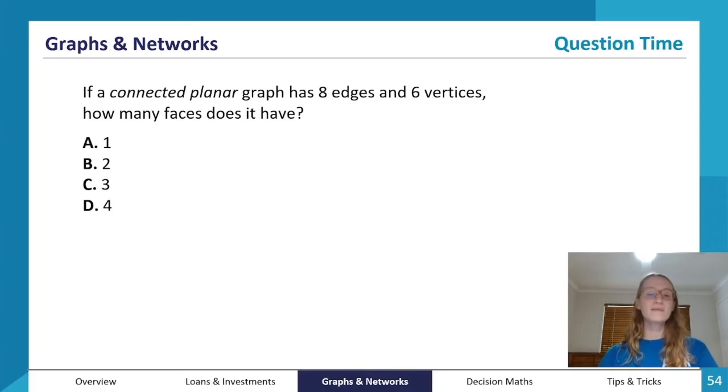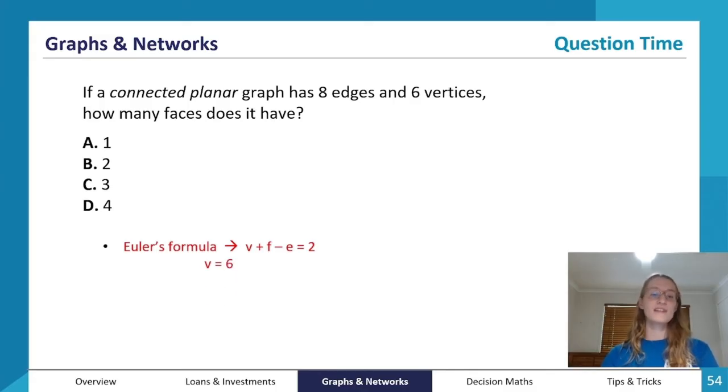So if a connected planar graph has 8 edges and 6 vertices, how many faces does it have? We actually don't even need to be able to see or draw this to work this out. And that's because of, I hope you remember, Euler's formula, which states that the number of vertices plus the number of faces minus the number of edges will always equal 2 in a connected planar graph.